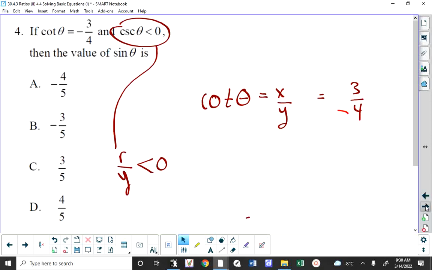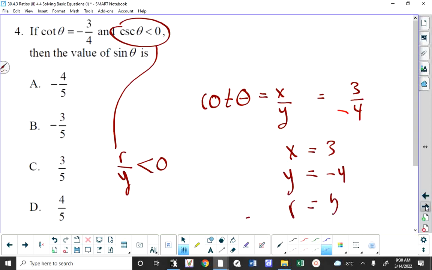Then you would use x squared plus y squared equals r squared, which I know everybody can use to find r is 5. And then if you want to find the value of sine, it will be the y coordinate over r.